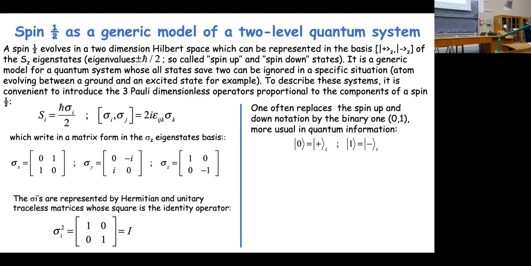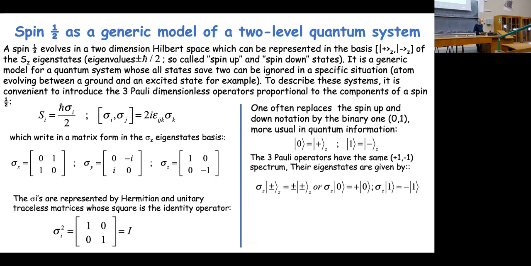And in general, it's useful to use the following language. The plus state, you call it 0, and the minus state, you call it 1. This is a binary notation, and this is a notation which is useful in quantum information. You code a bit of information into a 2-state system, and one state you call 0 and the other 1. In fact, you could take the opposite notation, but this is what is usually done. And so you can express all the Pauli matrices in this basis.